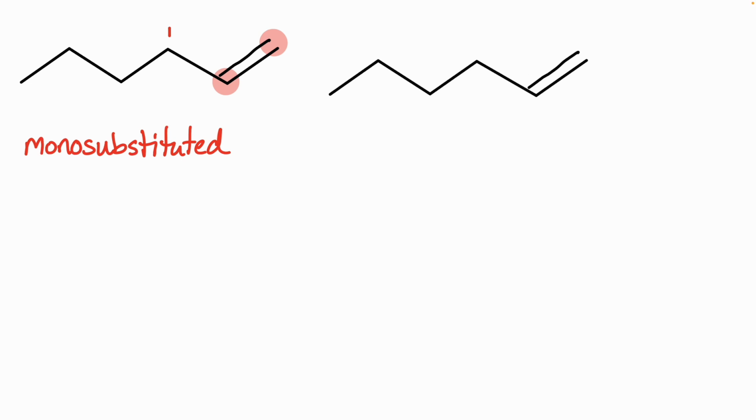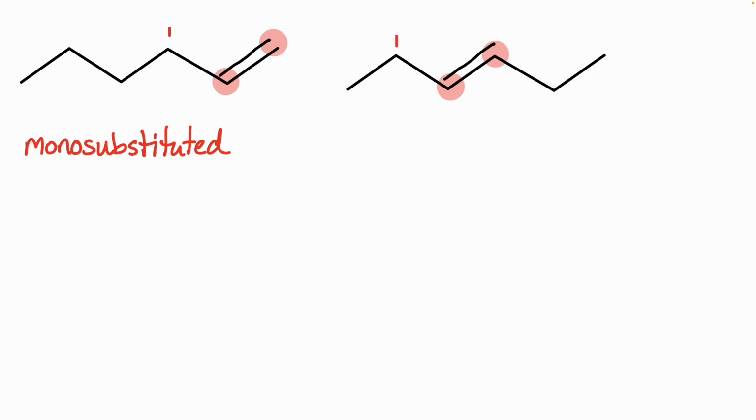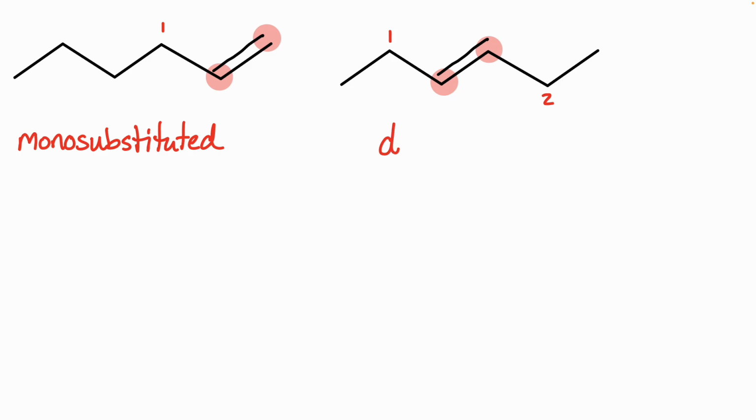I'm going to take this double bond and now I'm going to move it to the interior of my molecule here. What's my substitution on this one? Mono, di, tri, tetra. All right, again, we're going to look at our sp2 hybridized carbons and we need to count how many carbons are bound to them. I got one over here and a second one over here, so this would be di substituted.